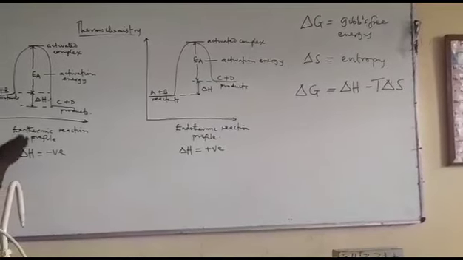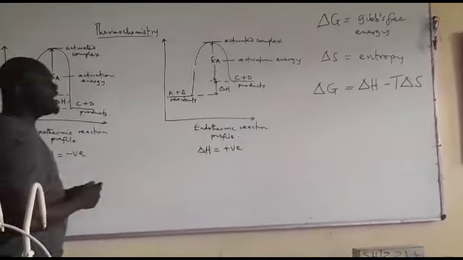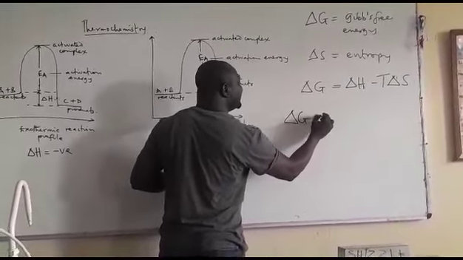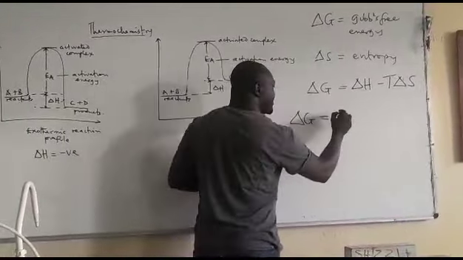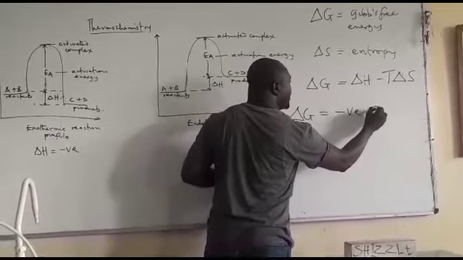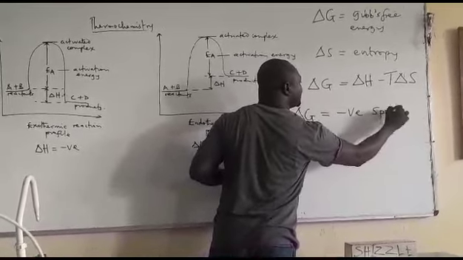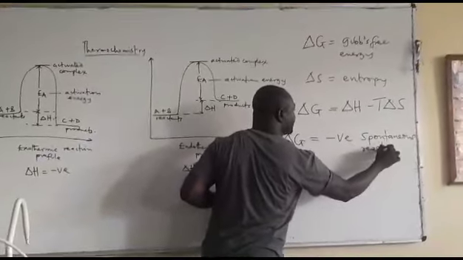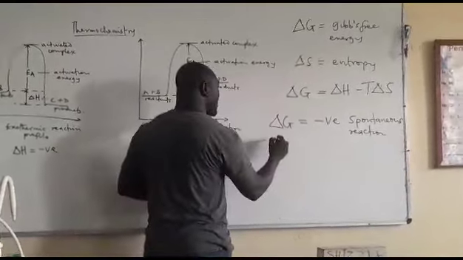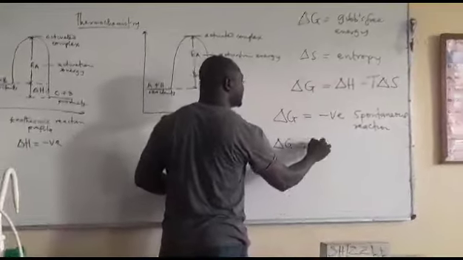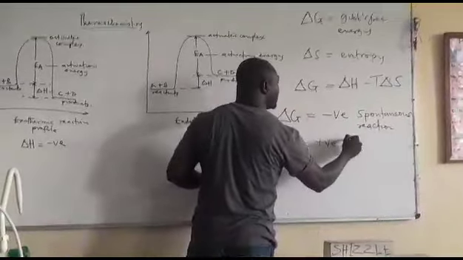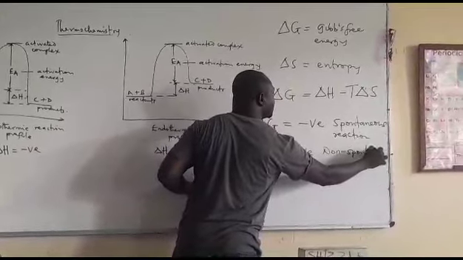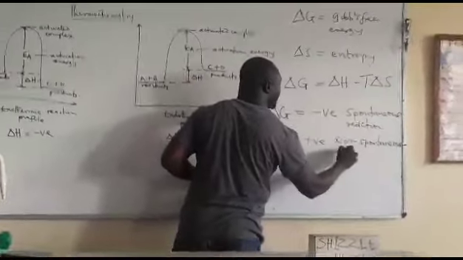Permit me to rub this off. Before I do that, you know that when G is negative, we call it a spontaneous reaction. When G is positive, we call it a non-spontaneous reaction.